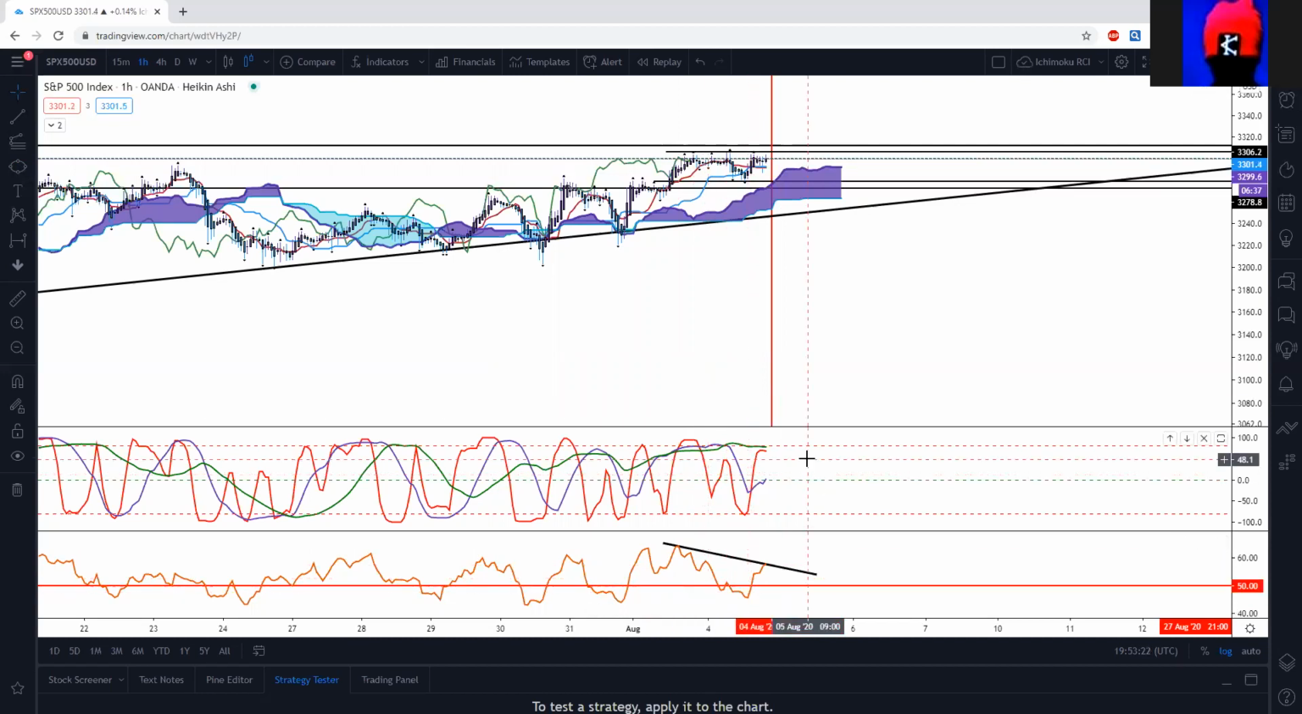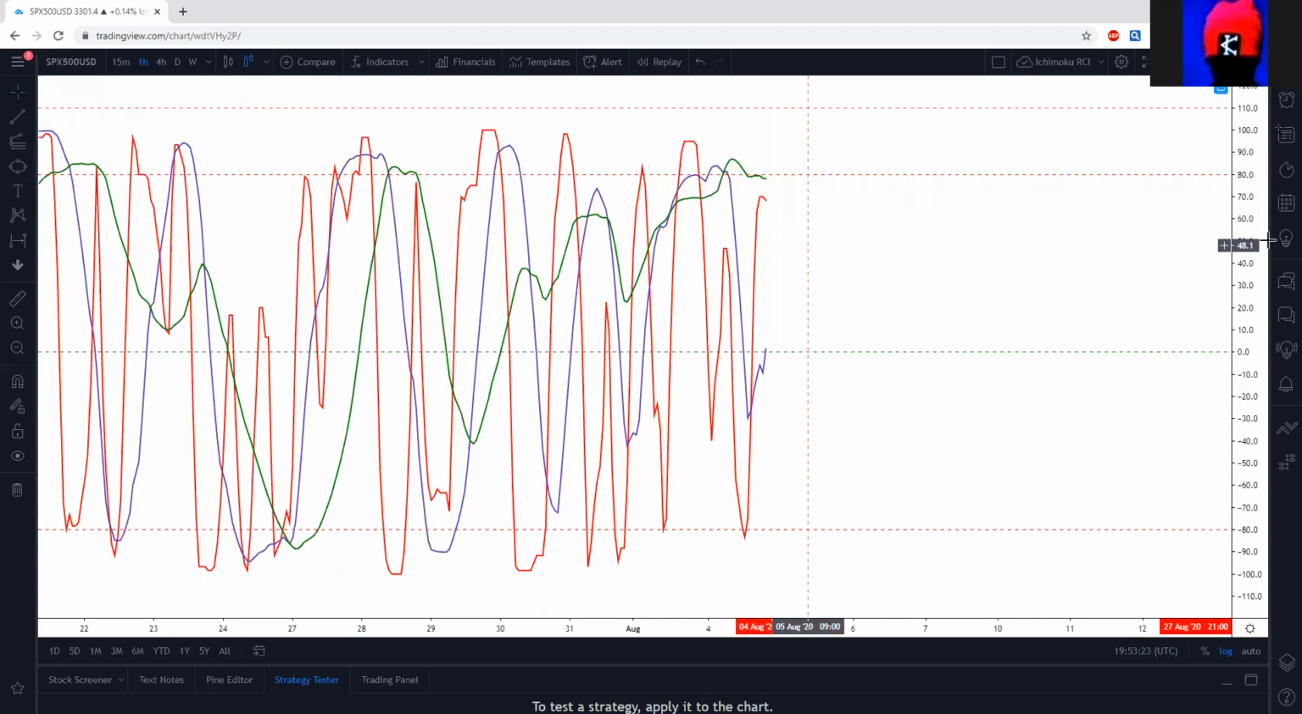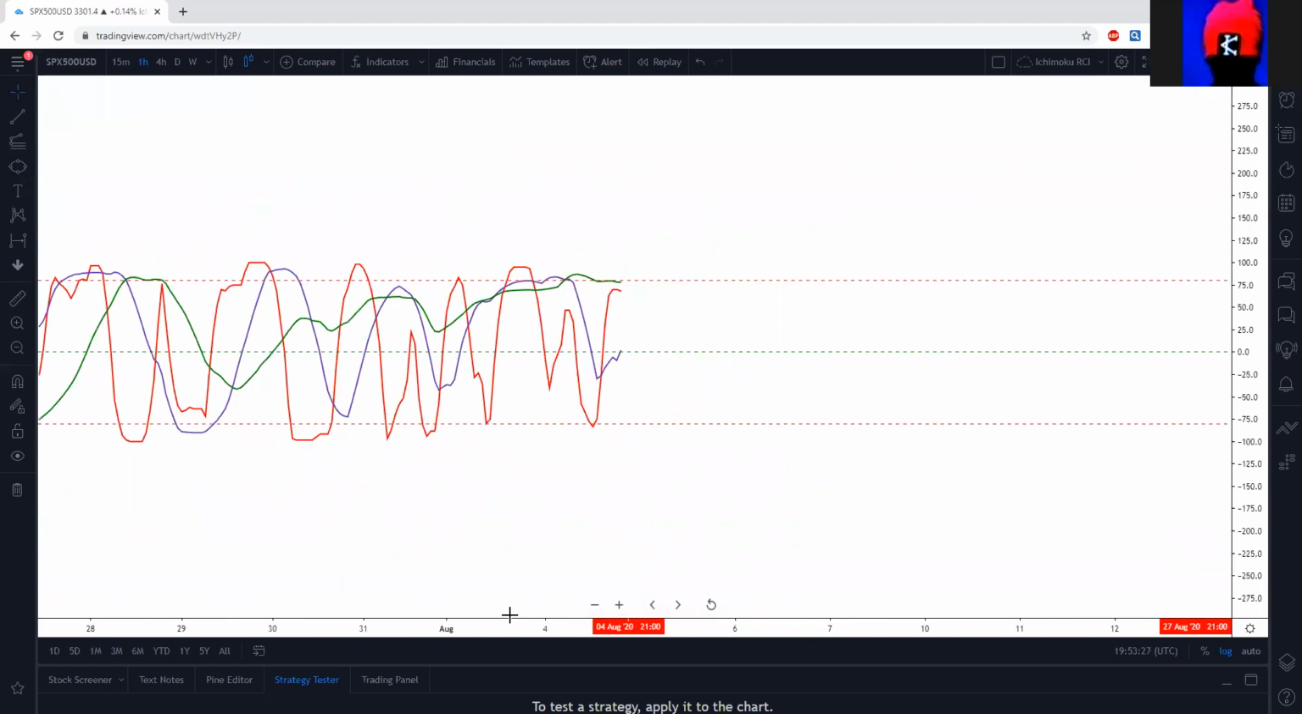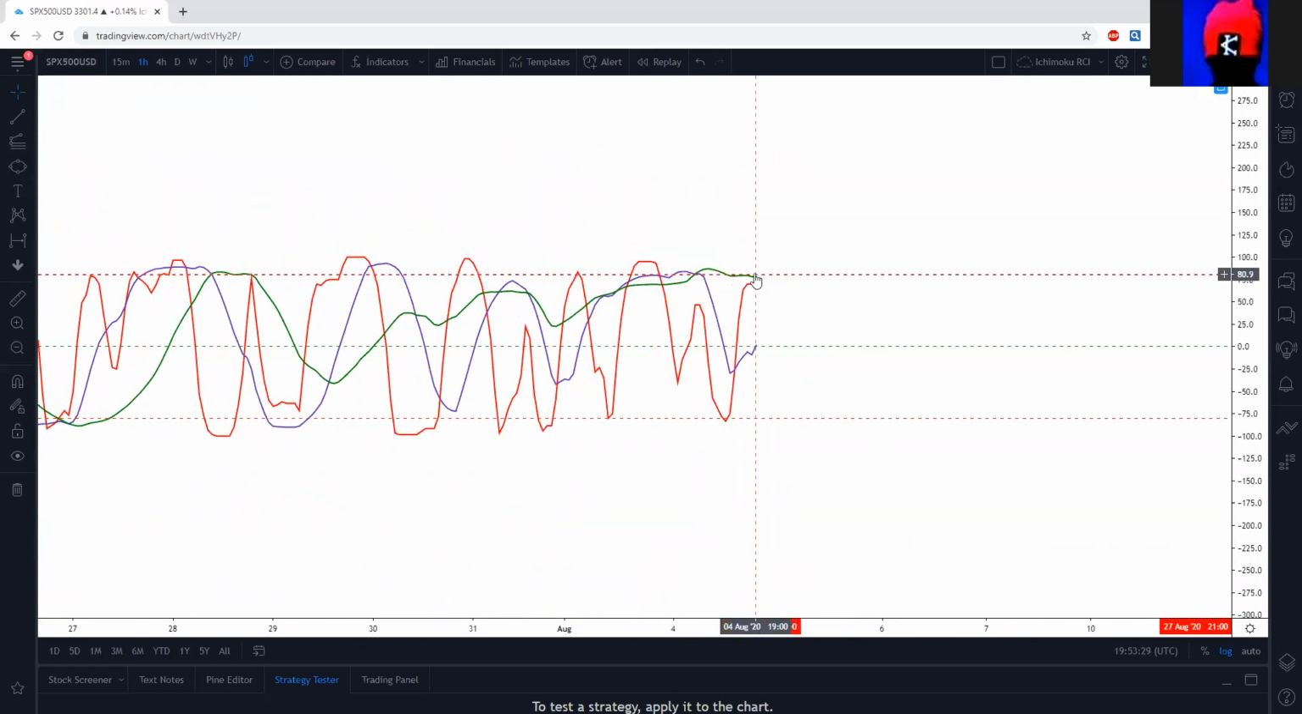Now, here's another thing that we observed. Looking at the RCI, you know that the main trend is above 80, or right on the line of 80. The midterm line is sitting on the border of 0 right here. So we see that the midterm trend is trying to push up higher. So this is saying that we should look for a bullish move.